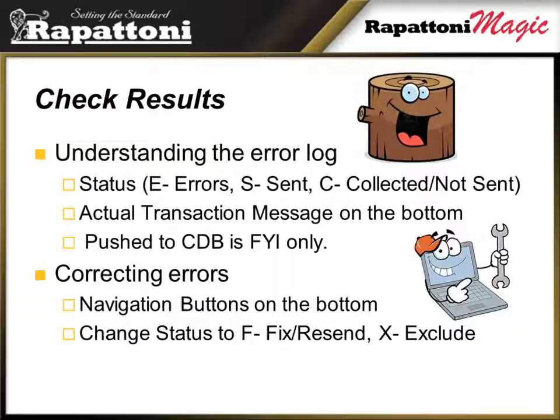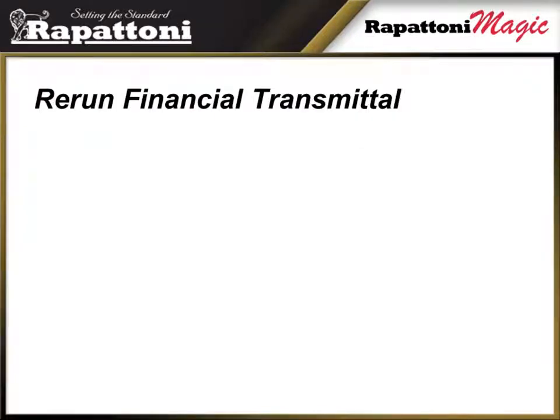Also, we talked about correcting those errors by using our navigation buttons at the bottom of the form. And of course, once you've done the fix, you can change that status to F for fix and resend, or if you just decided something should not be sent, X to exclude that from the transmittal completely. Let's talk about, now we want to rerun the financial transmittal because we have not sent that transmittal.